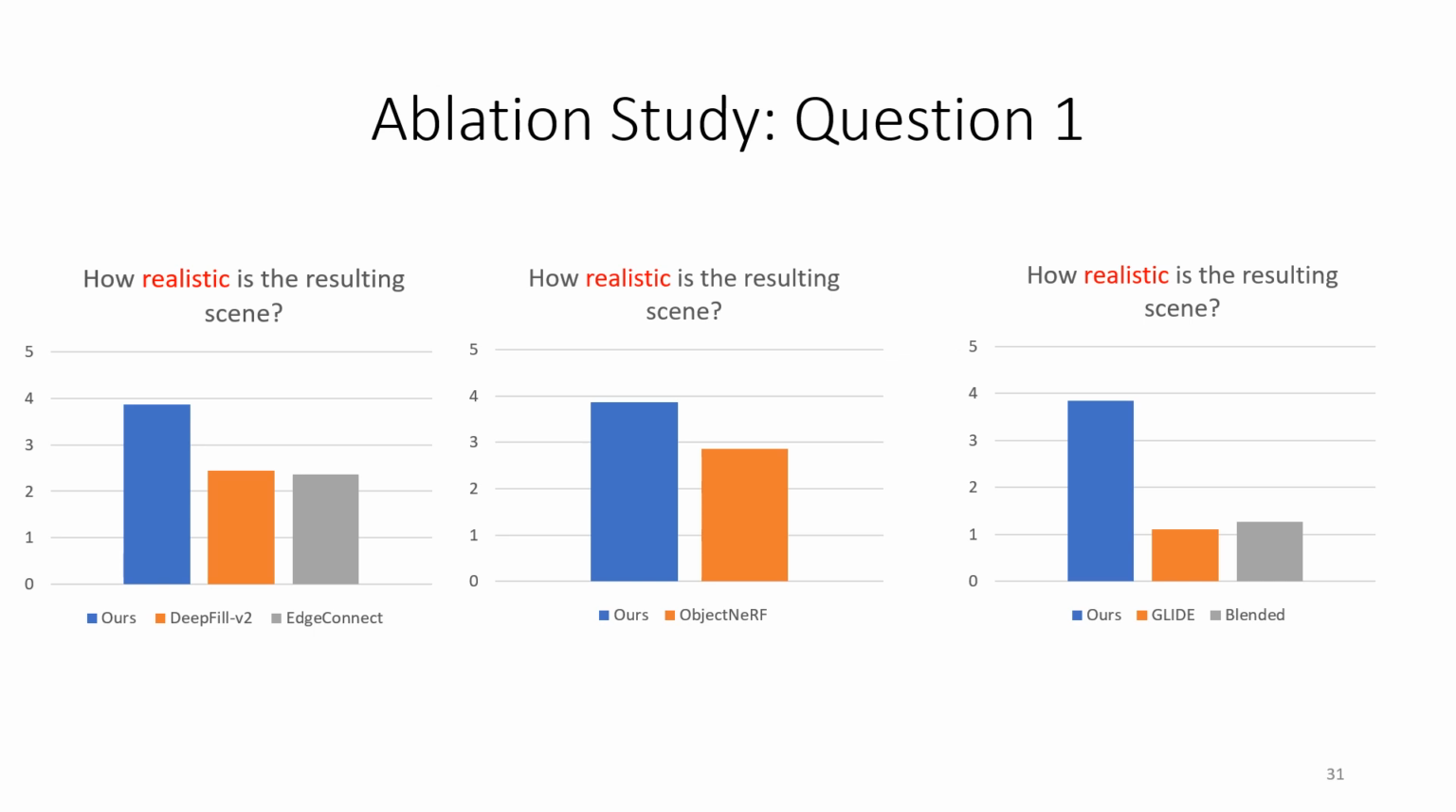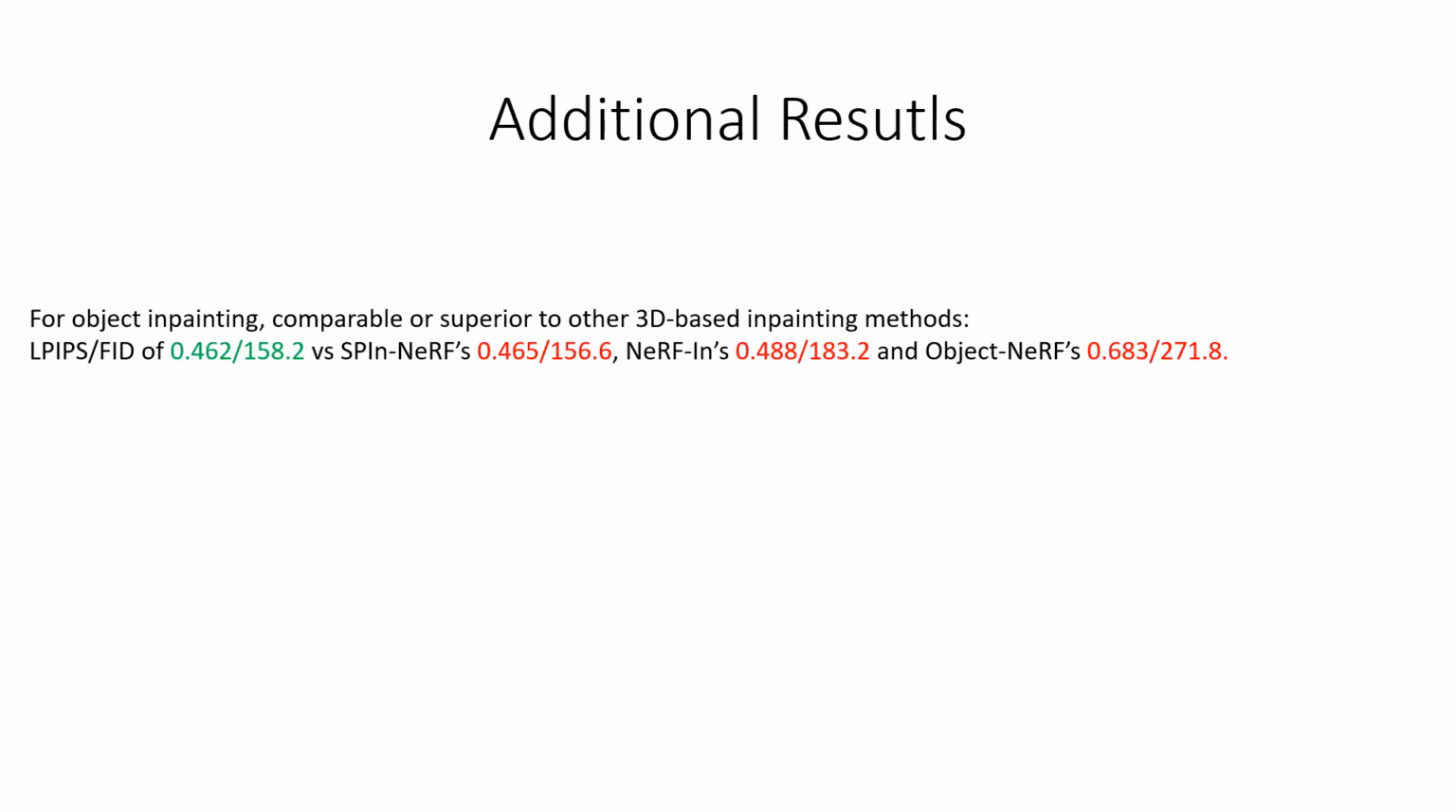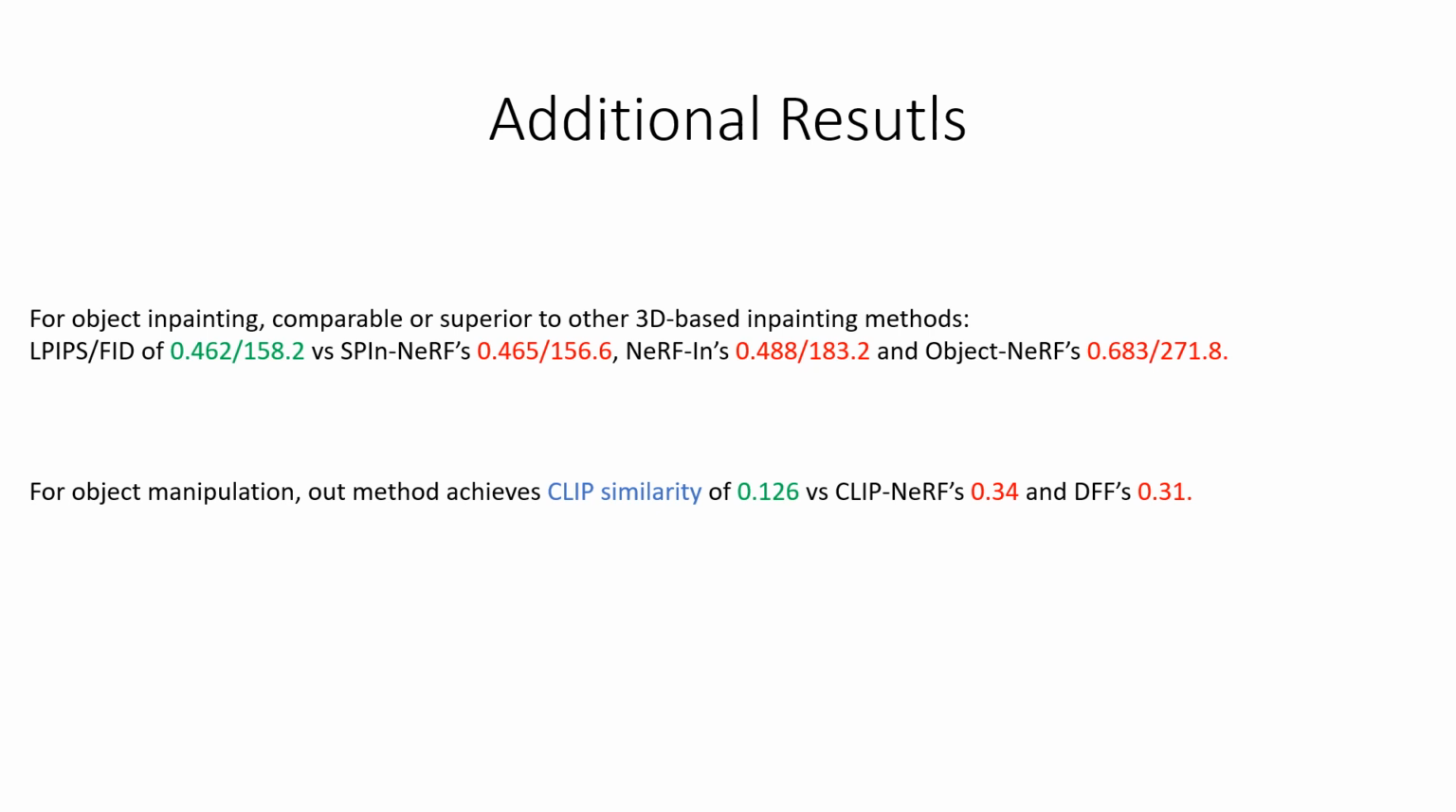We consider a user study where we ask users to rate from 1 to 5 how realistic is the resulting object or scene. As can be seen, our method is superior to baselines. In a second user study, we ask users to rate from 1 to 5 how well was the object removed, extracted, or manipulated. As can be seen, our method is superior to baselines. For object inpainting, we also consider the LPIPS and FID scores, where we achieve comparable or superior performance in comparison to other 3D-based inpainting methods. For object manipulation, we consider the CLIP similarity, where our method is superior to baselines.